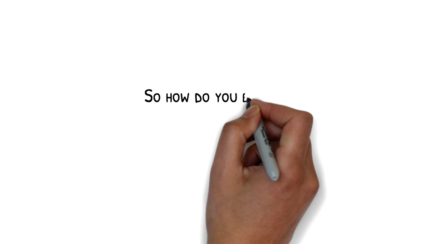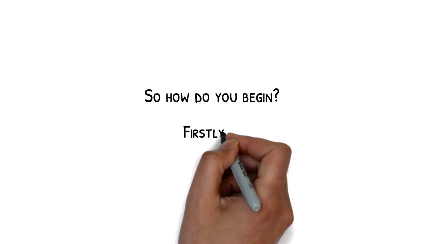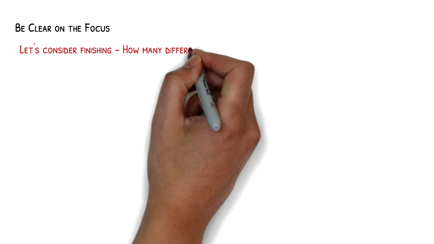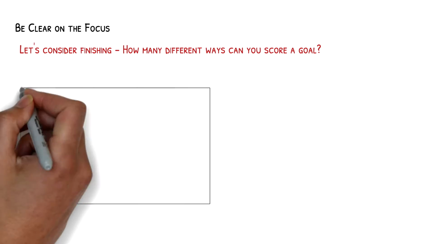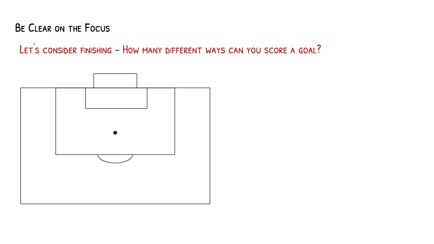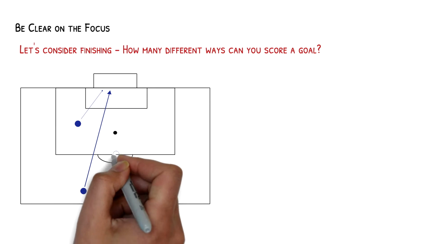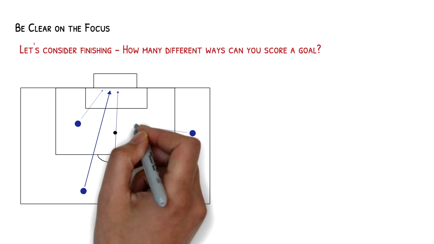So how do you begin? Firstly, be clear on the focus. Let's consider finishing. How many different ways can you score a goal? You can score from close range, long range. You might combine to score, or you can score from wide areas.